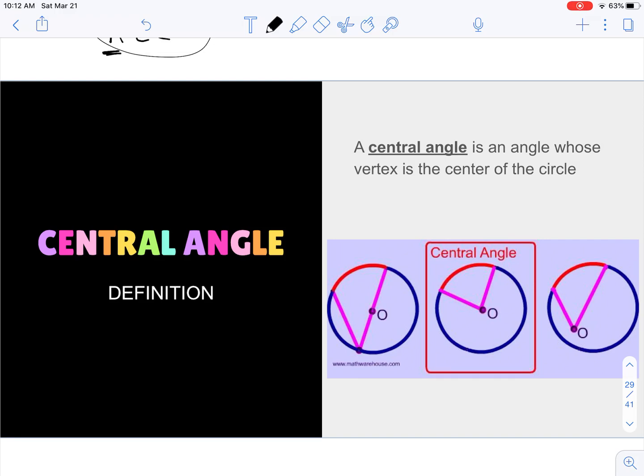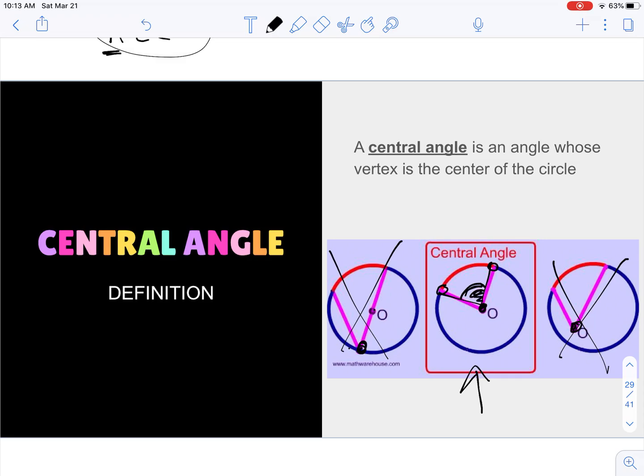A central angle is an angle whose vertex is at the center of the circle. So in these circles below, O is the center. This is not a central angle. The vertex of this angle is not on the center. This is also not a central angle. This one here is. This is the center of the circle. We draw the angle. It touches the outside of the circle, and the endpoints of the angle are on the circle. The vertex is on the center. This is what we call a central angle right here.